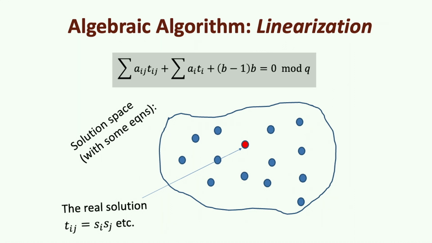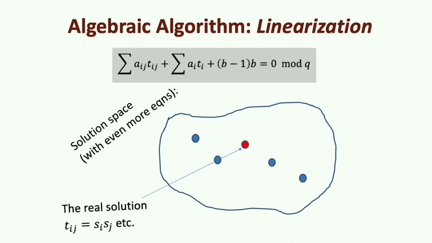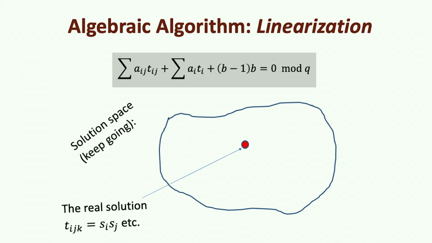And my real solution is kind of hidden in between them. It has all sorts of constraints between its variables, its coordinates. And how do I find it? It's sort of a needle in a haystack type of problem. But the good thing is that the more equations you get, the more of these spurious solutions disappear. So these disappear, disappear, disappear, keeps going.